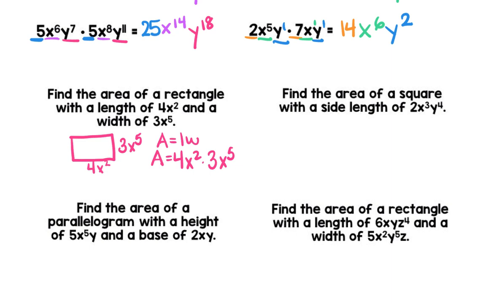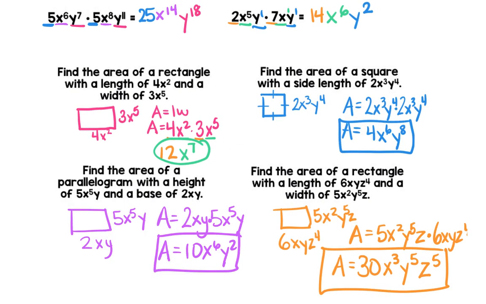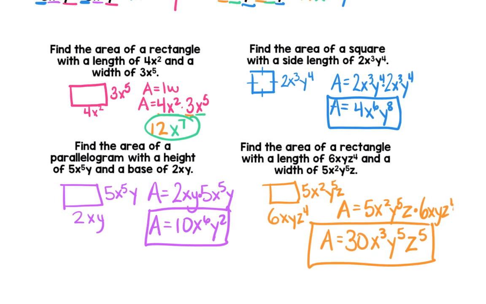5th. We can take our coefficients. 4 times 3 is 12. X squared times x to the 5th is x to the 2 plus 5 power, or x to the 7th, and that is our area. Try the other three on your own. Here are your answers to these problems with area.